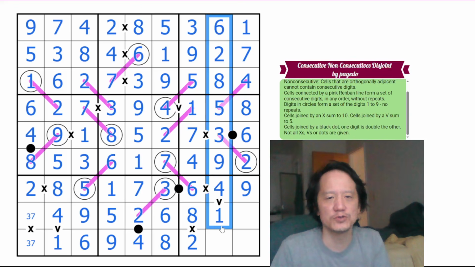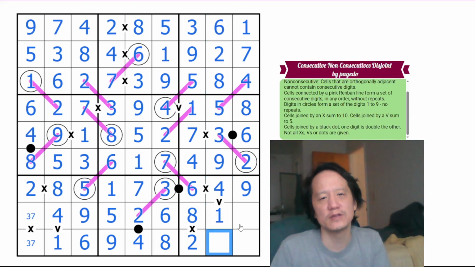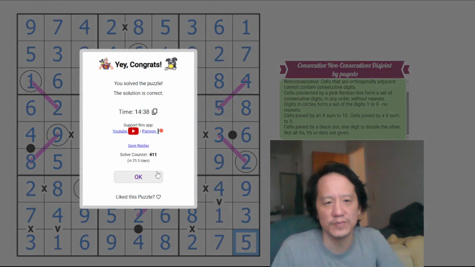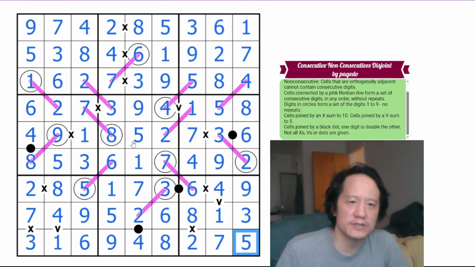We have 8 digits remaining. We have 8 digits in column 8. The last remaining digit is a 7, which eliminates 7 here, so that's 3 and 7. That's 3 in the corner. We celebrate because we're almost done, because this is 3 and this is 5. And that's how you solve it. Yeah, fairly straightforward, I guess.